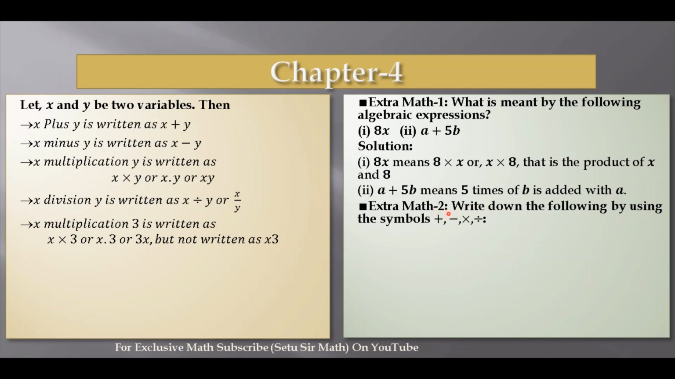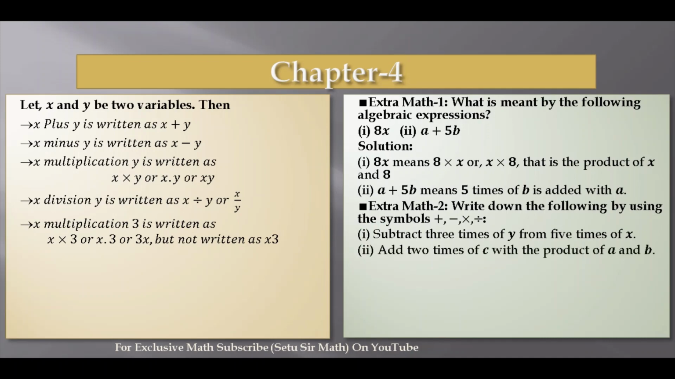Extra math 2. Write down the following by using the symbols plus, minus, multiplication, division. Let's see the maths. Subtract 3 times of y from 5 times of x. Add 2 times of c with the product of a and b. Let's see the solution.